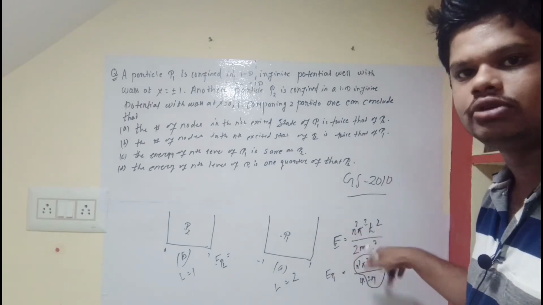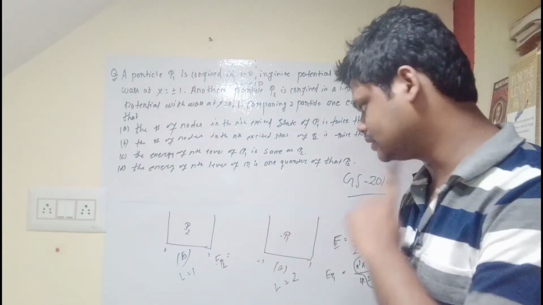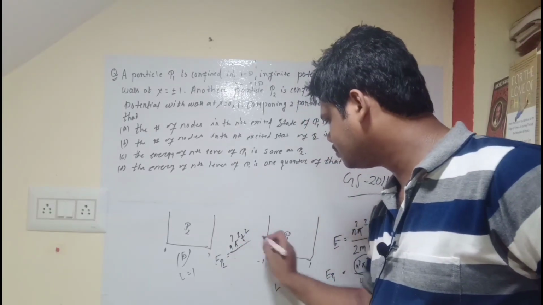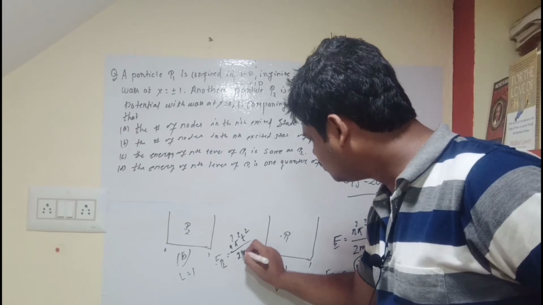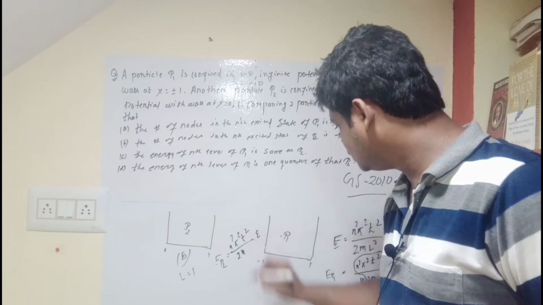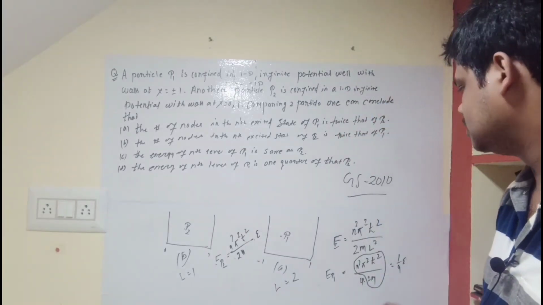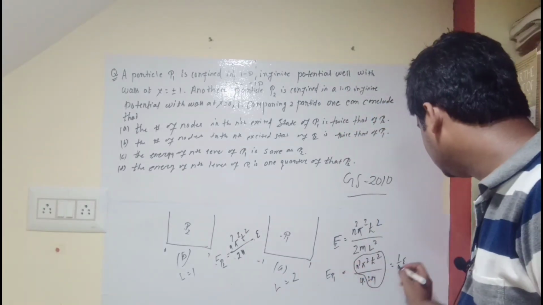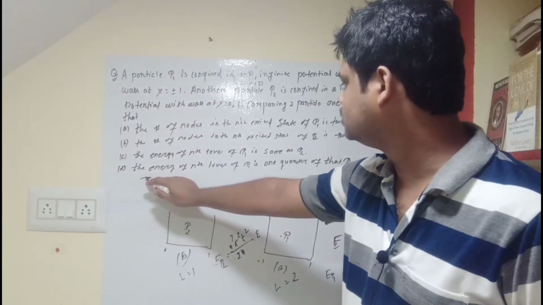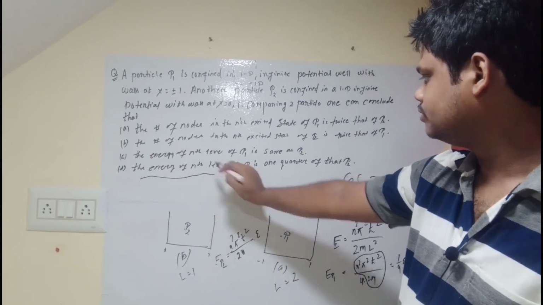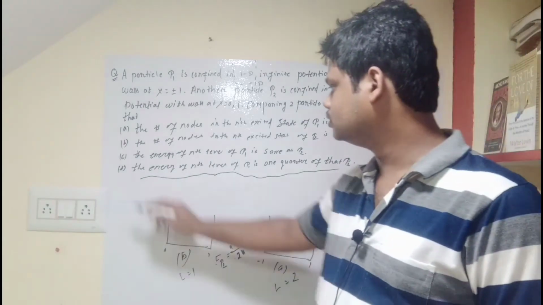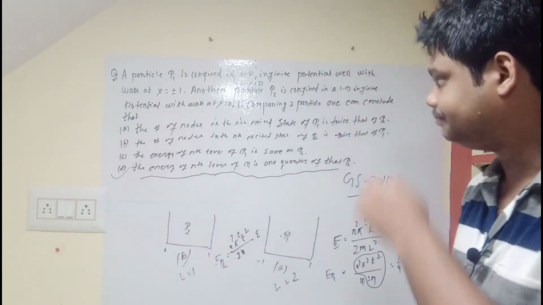We do not have to substitute n because it's asking for the nth excited state. So n square pi square h cross square by 2m, because L is itself 1 and 1 square is itself 1. So this is basically the e that we took. That means EP1 is equal to 1/4 of E. This is what it is asking: the energy of the nth level of P1 is 1/4 of that of P2. That means option D is correct.